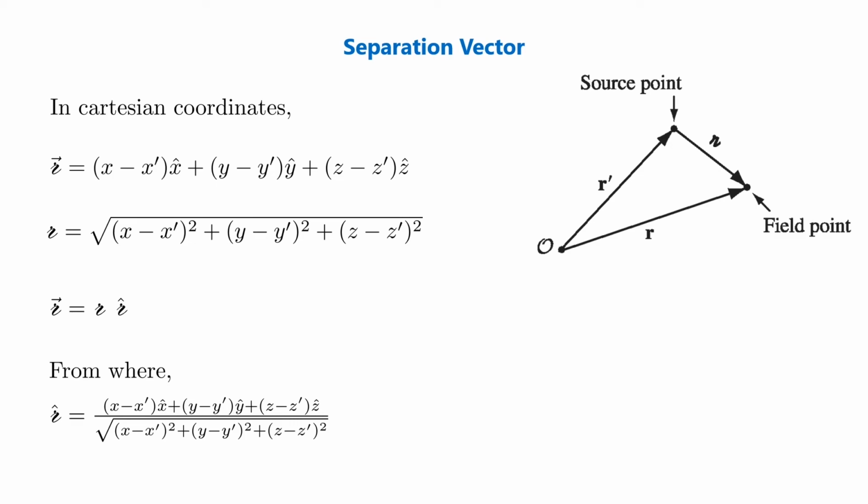Now vector script r is equal to script r times script r hat, from where we can write the unit vector script r hat as equal to (x minus x prime) x hat plus (y minus y prime) y hat plus (z minus z prime) z hat divided by the square root of (x minus x prime) the whole square plus (y minus y prime) the whole square plus (z minus z prime) the whole square.